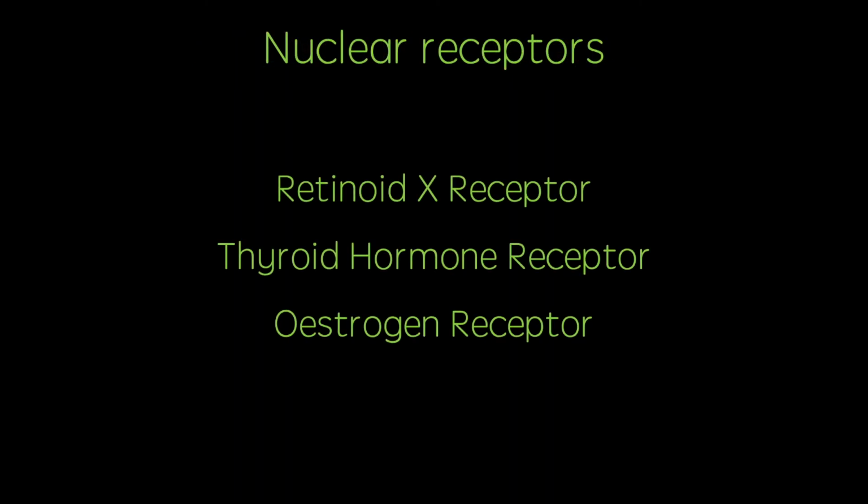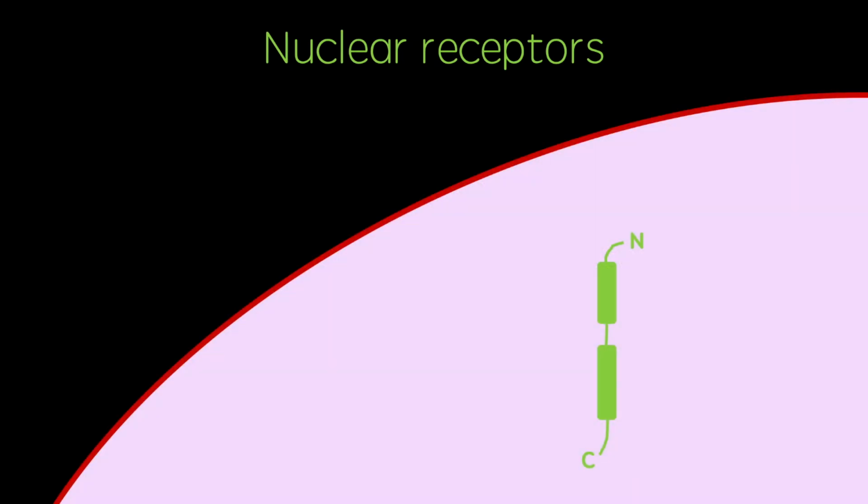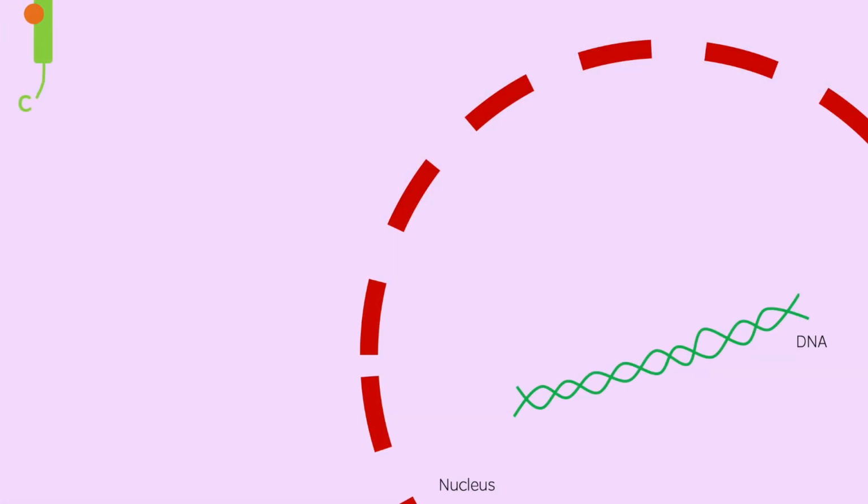Nuclear receptors include retinoid X receptors, thyroid hormone receptors, and estrogen receptors. These contain a DNA binding site as well as a ligand binding site. These receptors remain inside cells, and ligands have to diffuse or get transported in. Once the ligand has bound, the receptor enters the nucleus via nuclear pores and binds to DNA via its DNA binding site, altering transcription of various genes, evoking long-term effects.